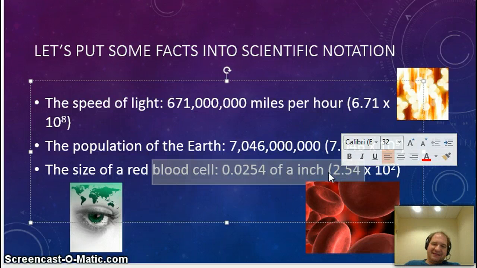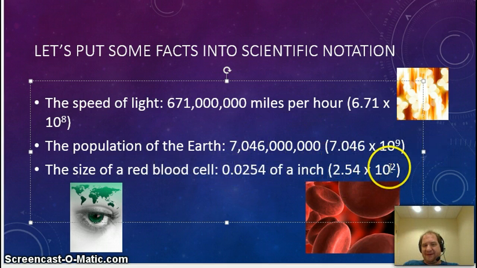And small, the size of a red blood cell, the stuff that makes your blood red, the stuff that moves stuff throughout your body. 0.024 of an inch, 2.4 times 10 to the negative 2 power. 10 to the negative 2 power.